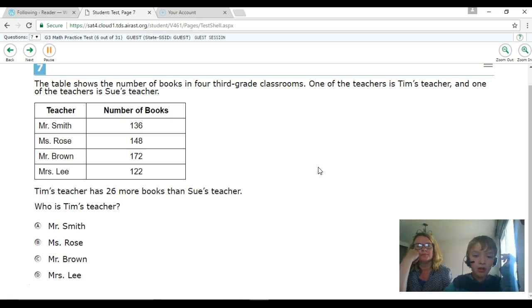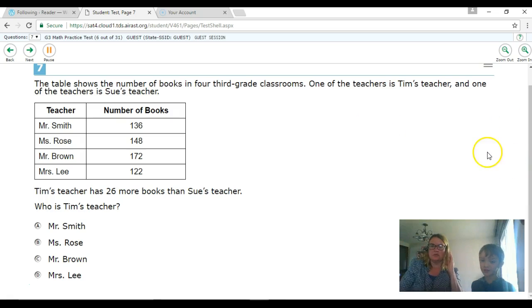What are you thinking? Who is Tim's teacher? Guys, the mouse is squishy. That's why it's going. The mouse is fine. It's actually squishy. It's fine. Okay, who's Tim's teacher? Well, how would you figure it out? I have no idea. Not by reading. What are you going to do?